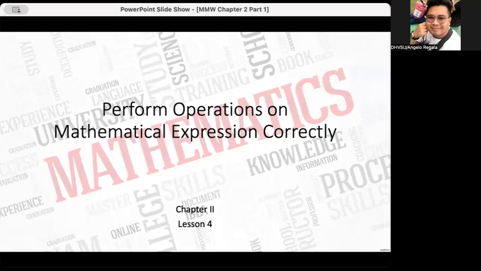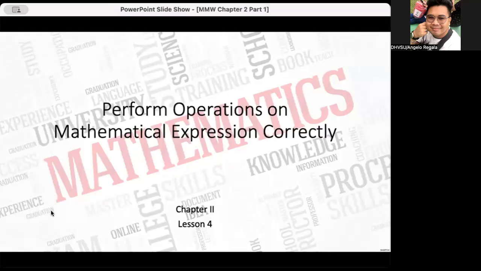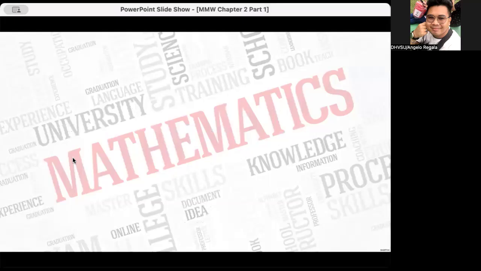Our next lesson is about performing operations on mathematical expressions correctly. This is actually lesson 4 of our discussion in chapter 2. So in this lesson, our objective is to perform GEMDAS to simplify a series of operations.